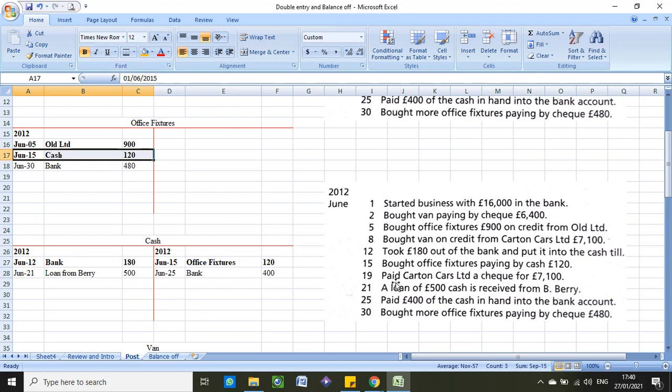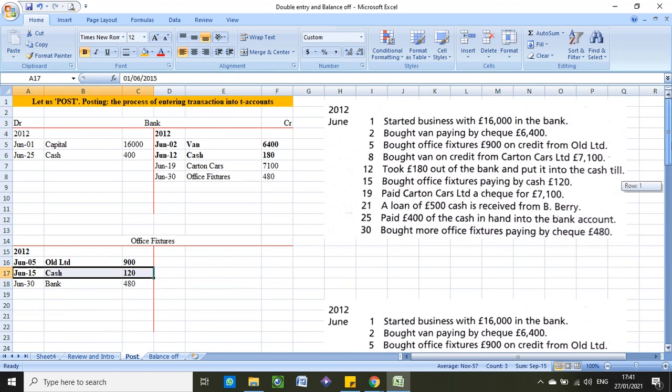June 19th, paid Carton Cars Limited a check for $7,100. So we're paying this company right here, and if you remember, we purchased a van from this company and now we're paying them with a check. If we're paying that company with a check, that means that we will have less money at the bank. We need to credit the bank because we want to decrease that. So that is the entry, the credit entry.